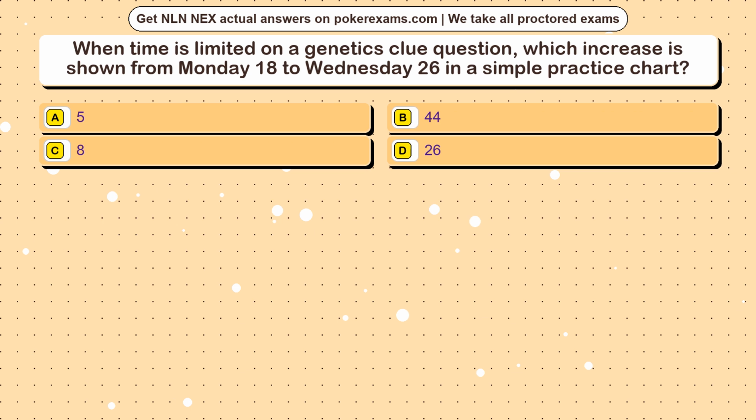Question 5. When time is limited on a genetics clue question, which increase is shown from Monday 18 to Wednesday 26 in a simple practice chart? Option A, 5. Option B, 44. Option C, 8. Option D, 26.